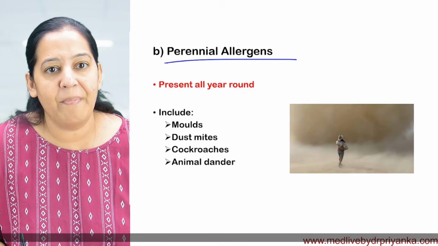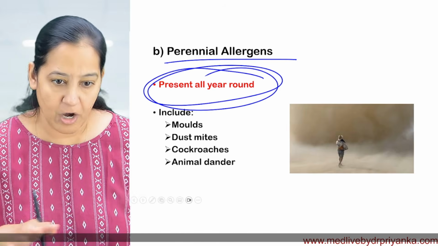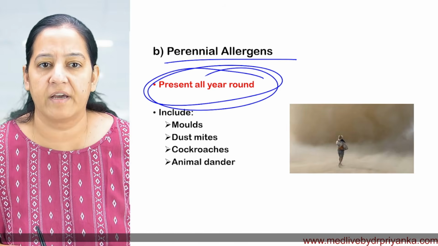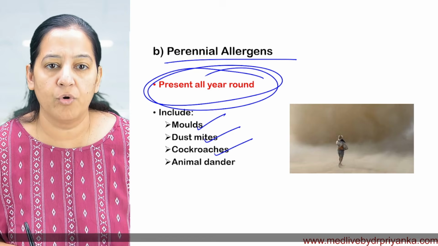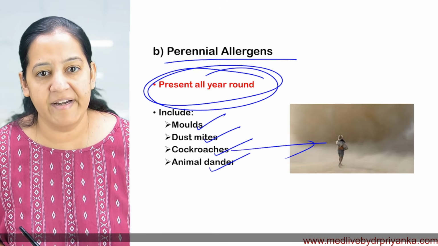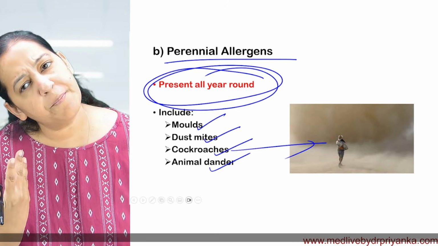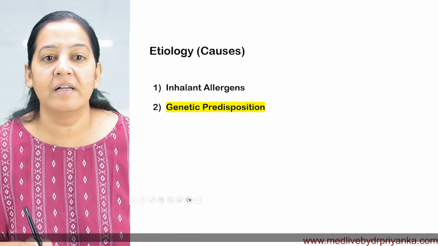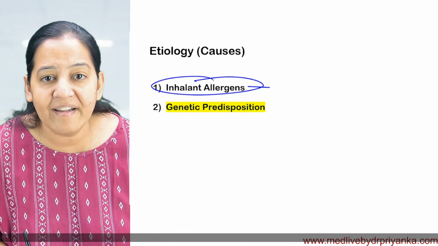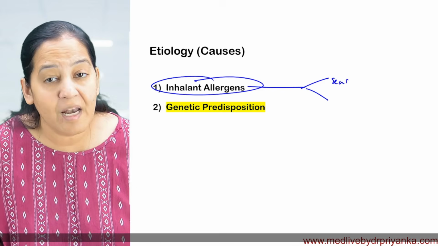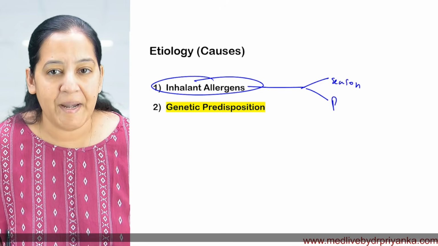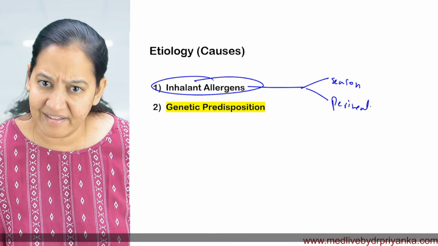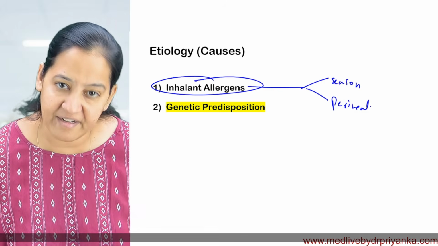And what are the perennial? Perennial are present throughout the year, around the year, from January to December. It can be molds, dust, cockroach, animal danders. So they are present throughout the year. So that is perennial. So inhaled allergen can be of two types. In seasonal, particular pollen grains are there, and perennial like dust, cockroaches, animal dander, they are present throughout the year.